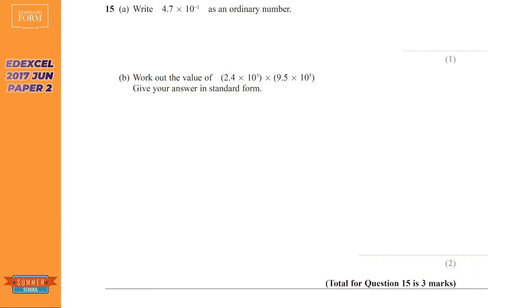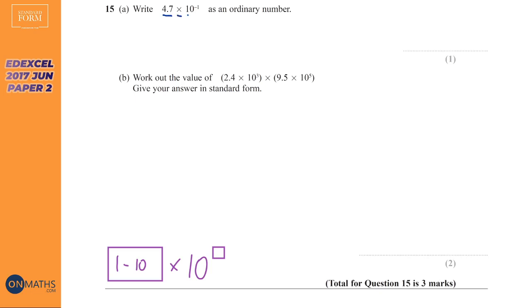Now, before I get started, it's really important to know what standard form is. Standard form is just a number between 1 and 10, but not including 10, times 10 to the power of another number. Okay, that's standard form. So you can see here in the first question we've got a number, 4.7, which is between 1 and 10, times 10 to the power of another number. So that's in standard form.